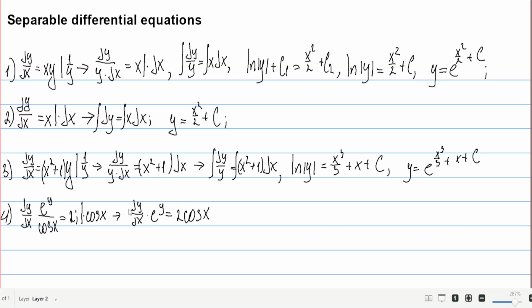Great, again we need to get rid of this dx. So let's multiply both sides by dx and we will have e to the power of y times dy is equal to 2 times cosine of x times dx. Again, we have all our y's on the left hand side and all our x's on the right hand side. So let's integrate it.